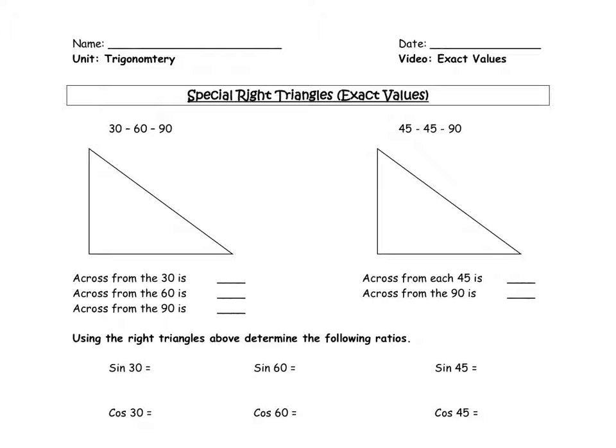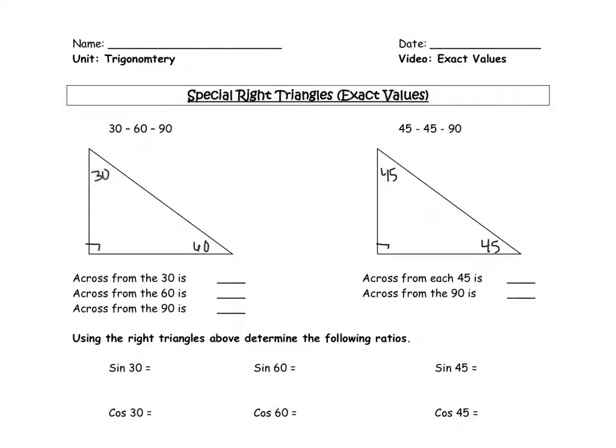Hi everyone, in today's lesson we're going to talk about special right triangles and how they relate to finding exact values. We have to recall that a 30, 60, 90 right triangle looks something like this, where there's a 30 degrees, a 60 degrees, and a 90. And a 45, 45, 90 right triangle looks like this, 45, 45, and 90.